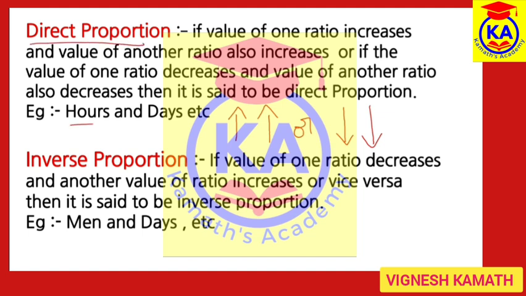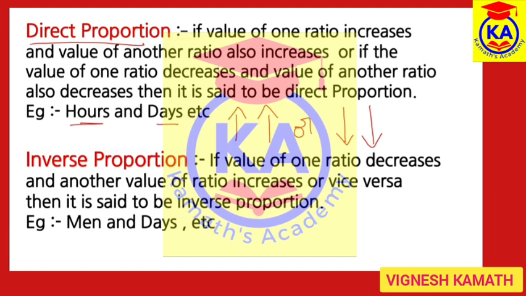For example, you can say hours and days. More the hours, more the days, right? So hours and days are the best example for direct proportion, and there are many. For now, just consider hours and days as the example of direct proportion. The value of both ratios increases or the value of both ratios decreases. I hope you're getting me.